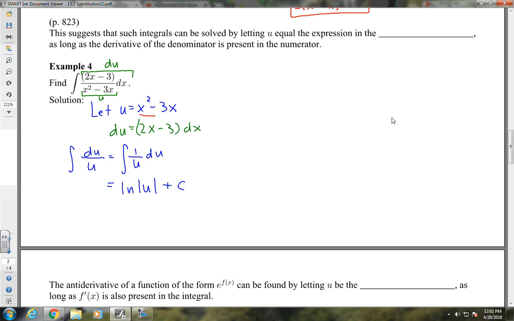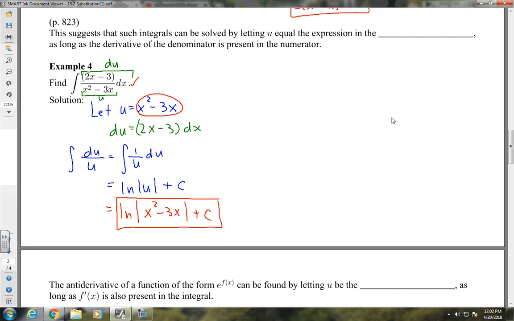Now we can replace u with its original expression in terms of x. That's natural log of the absolute value of x squared minus 3x plus c. Okay? Remember, you cannot differentiate something like this term by term if you've got both a numerator and a denominator. You have to either simplify it algebraically like we did in 15.1 or make a substitution.